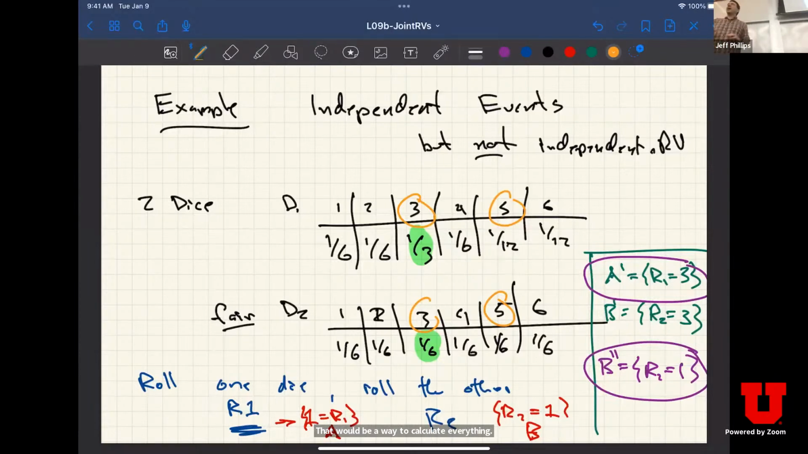It'd be messy. I'm not going to go through that example. But if you don't trust that A prime and B prime are not independent, you could go and verify that by calculating the probabilities and then the joint probabilities of the marginals and multiplying them together.